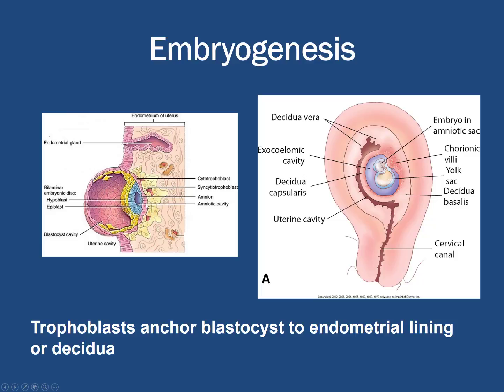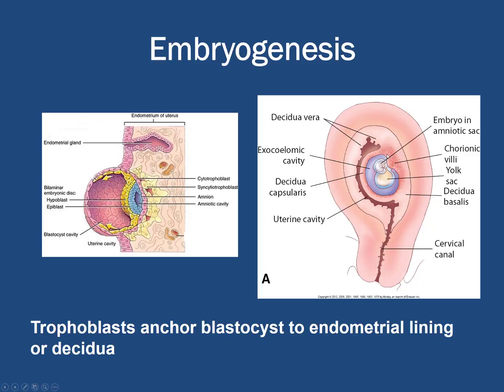The trophoblast is going to change into the cytotrophoblast, which consists of unicellular mononuclear cells, and then the syncytiotrophoblasts, which are the multinucleated cells, when this blastocyst is anchoring into the uterine wall.